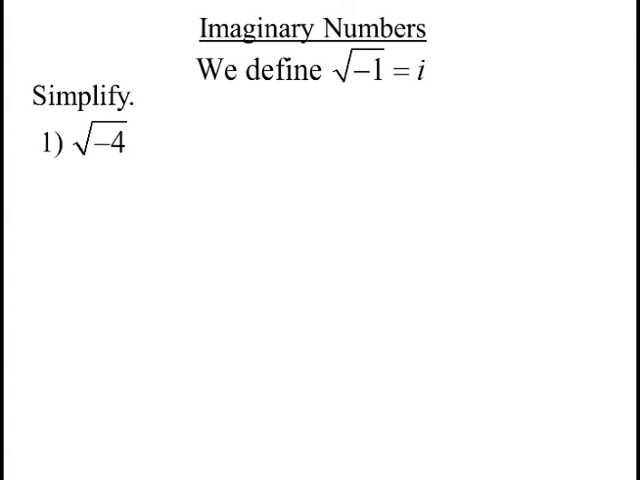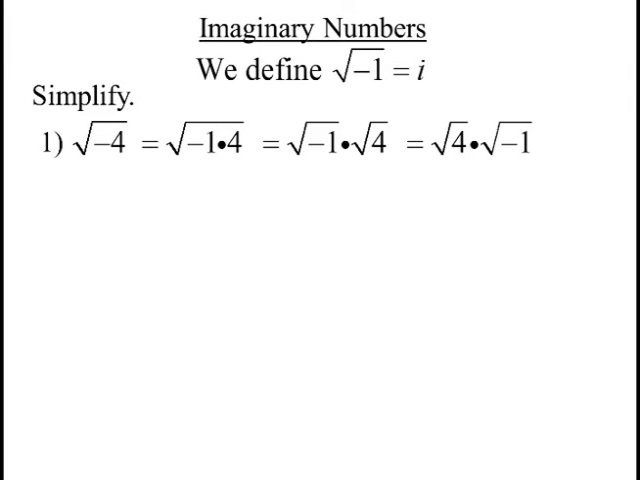Okay, now we're ready to talk about imaginary numbers. What do you do with the square root of a negative number? Well, we're going to define the square root of negative 1 as i. So what do you do with the square root of negative 4? Well, you can break it up into the square root of negative 1 times 4. You can split that root into two different roots. And we know the square root of negative 1 is i, and the square root of 4 is 2, so we're going to call this 2i.